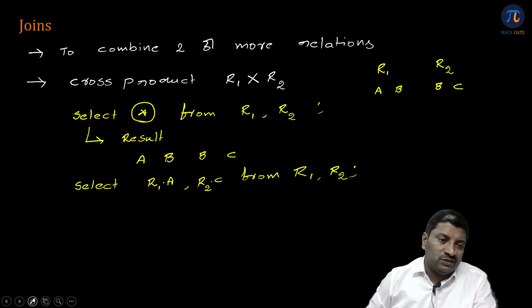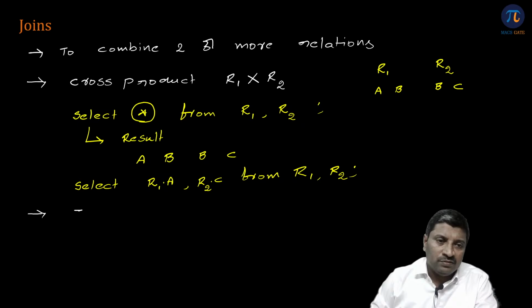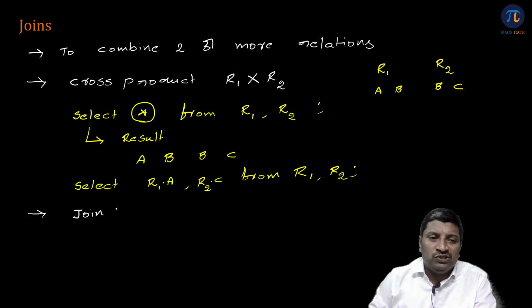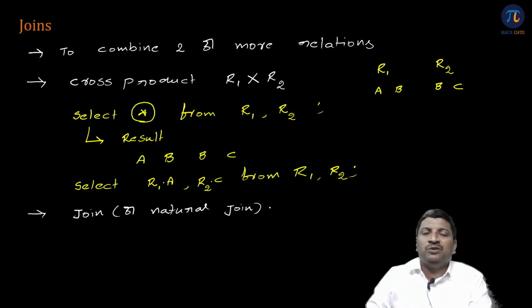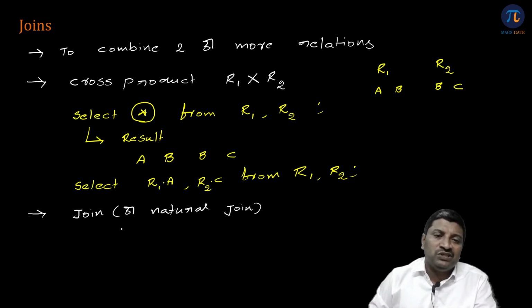Instead of that, suppose I want to use join or natural join. In the SQL language, join and natural join are used interchangeably. There is no difference. Depending on the DBMS we are using, there may be a small change in the keyword, but the intention is the same. So either it is join or natural join, how to write the query?